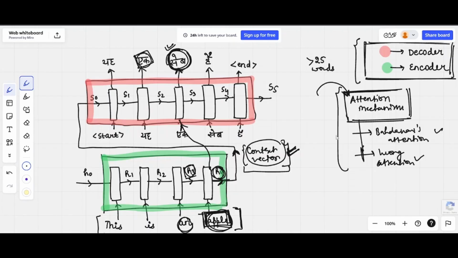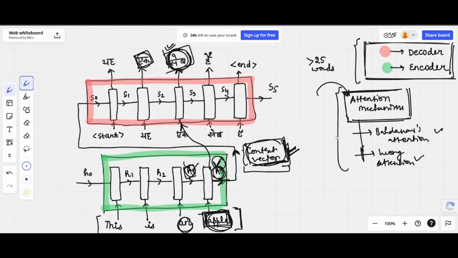So, I think the brief was clear, right? We don't want to pass the entire context vector. Somehow, if we could pass that information that for getting this output, this is the most important hidden state, then that would have been better.